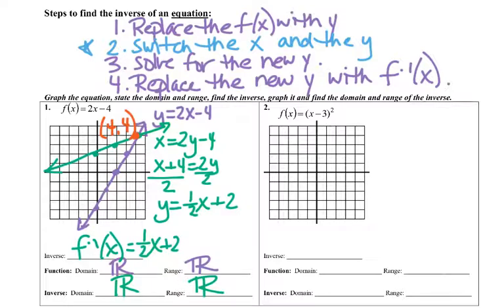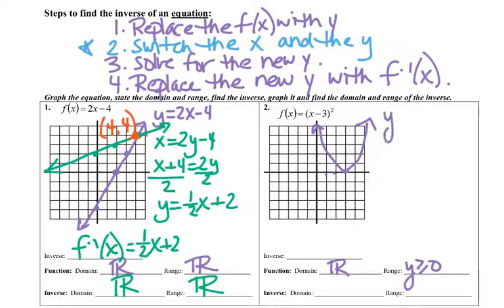It's also 4, 4, right? So the inverse of a line is a line. The next one's quadratic, right? This is a parabola that's moved right 3. Domain is all real numbers. Range is greater than or equal to 0.